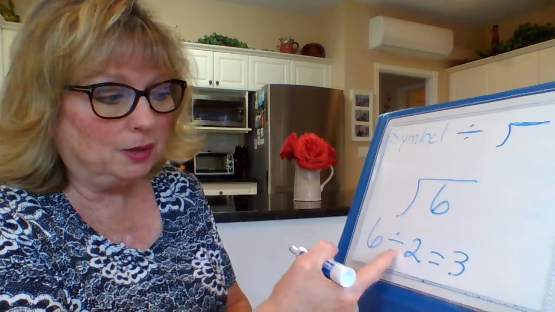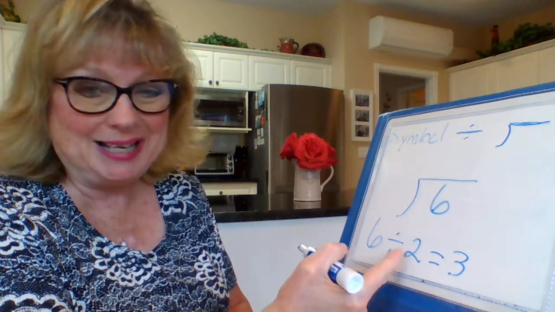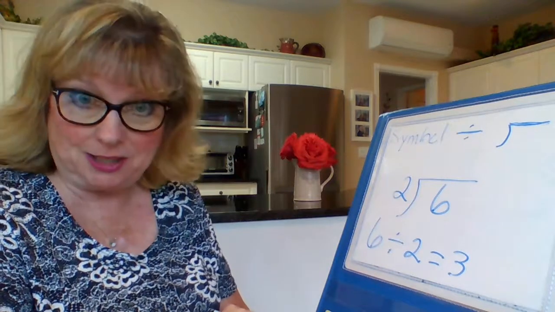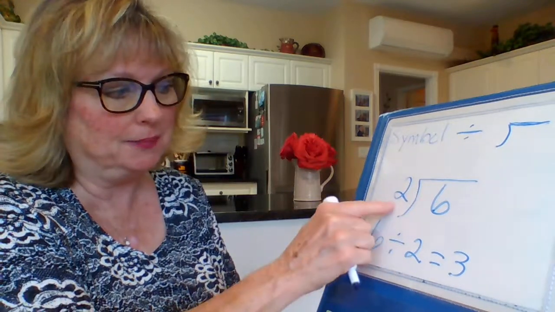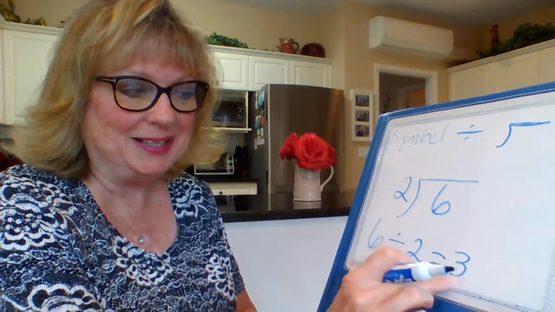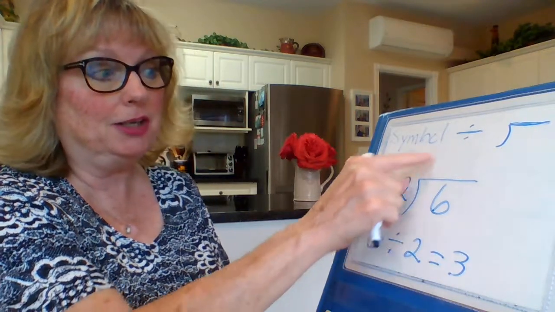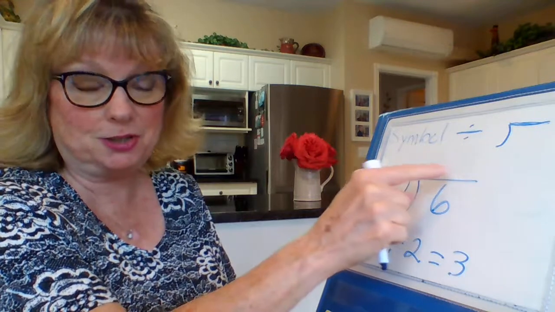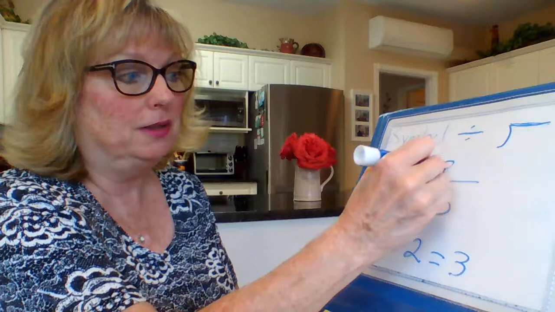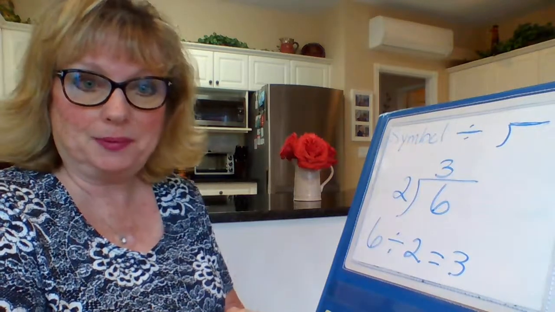Now we know to divide it by 2. So the divisor's out here. That's where that symbol goes, or that number goes there. We know what the answer is already, but here is where the answer, or the quotient, goes on the top of this symbol. The answer goes on the top.